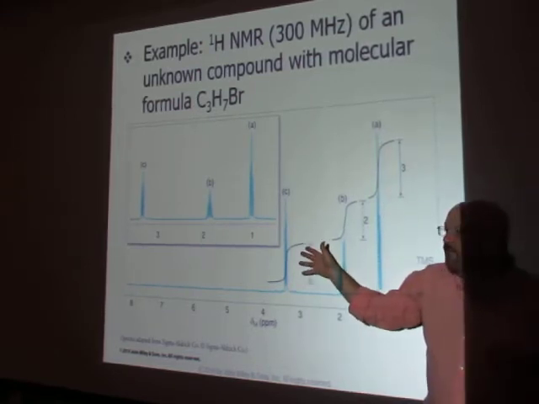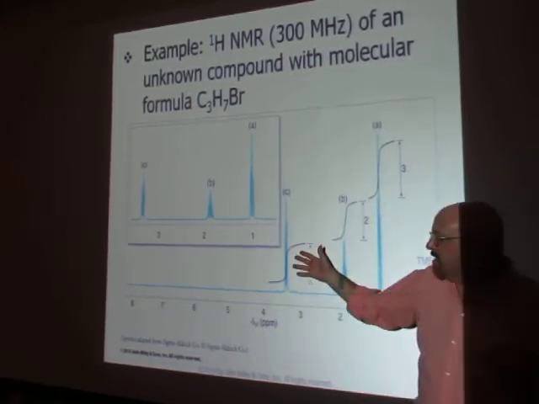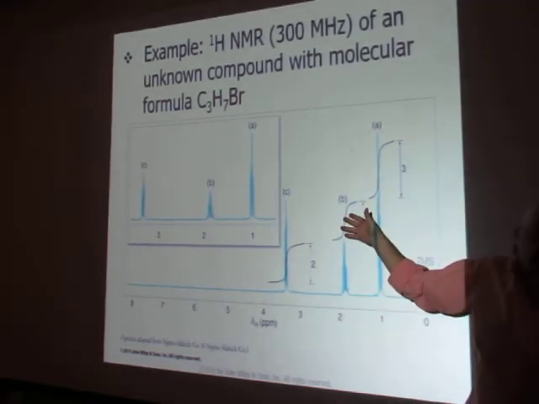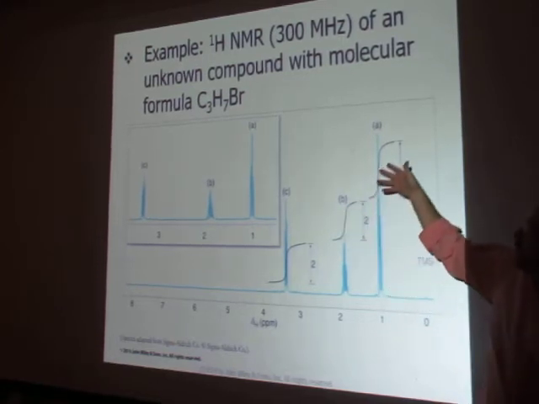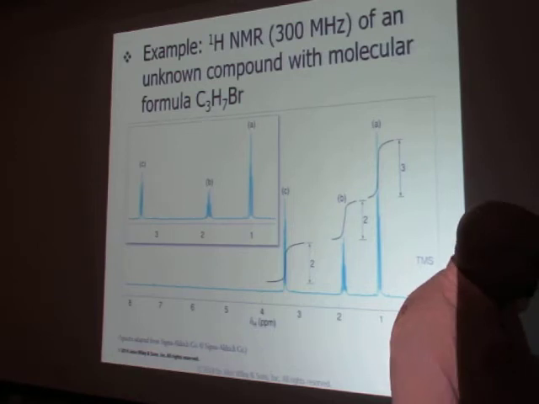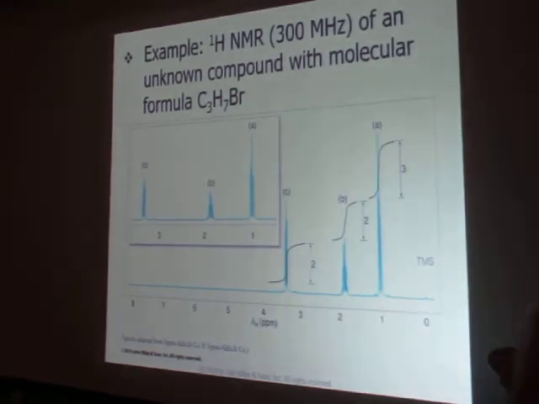So with this integrating for 2, I'm going to guess that's a CH2 group. This one's integrating for 2. I'm going to guess that's a CH2 group. This one's integrating for 3. My first guess is that's a CH3 group. So let's write some of this down.